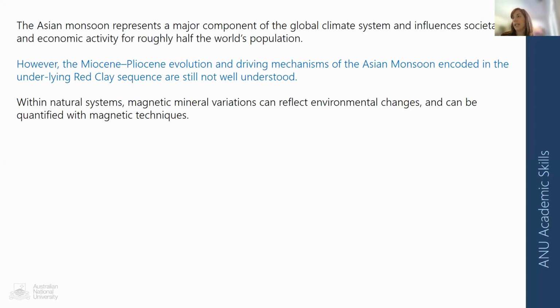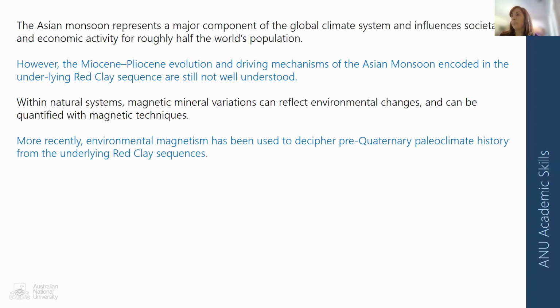Within natural systems, magnetic mineral variations can reflect environmental changes and can be quantified with magnetic techniques. So they're getting into their methods there, it sounds like, and they're telling us about the methods at any rate, getting more specific. More recently, environmental magnetism has been used to decipher pre-Quaternary paleoclimate history from underlying red clay sequences. So we're getting back to the red clay and understanding what's been going on more recently. So that first topic sentence is more general about magnetic mineral variations and what they're used for and different techniques. And now we're getting into more recent uses for environmental magnetism.